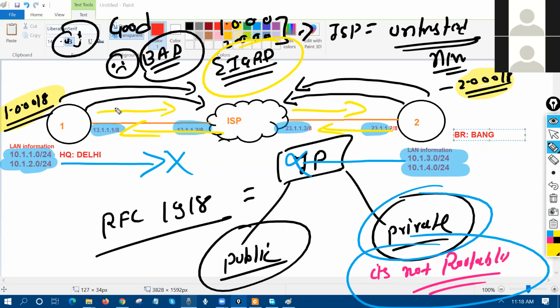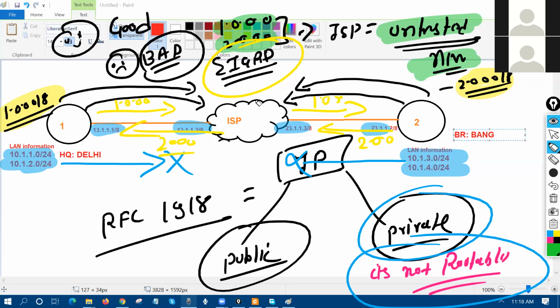Through EIGRP, we can exchange all the routes: this router advertises 1.0.0.0 and that router advertises 2.0.0.0. So the ISP is going to maintain all this information in its routing table, and that's a totally untrusted network, because the ISP is like a public road. On a public road there is a chance of accident, right? Every person is driving a car over there.